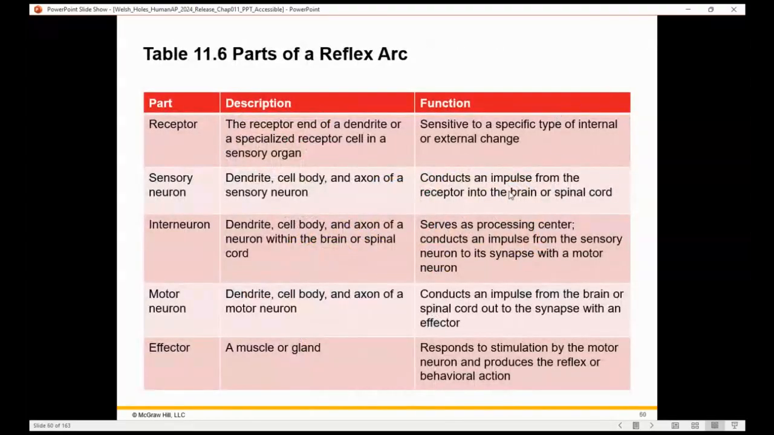Okay, table 11.6 goes over the different parts of a reflex arc.